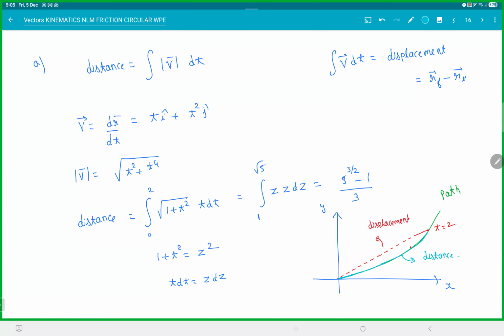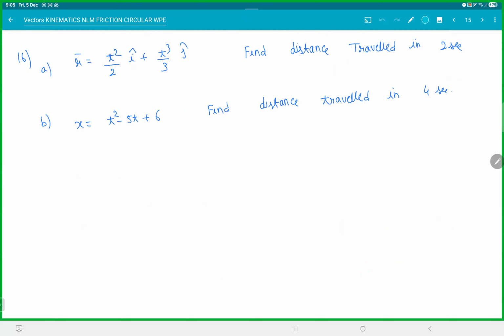Clear this? What about the second thing? t square minus 5t plus 6. Distance traveled in 4 seconds. How do we do that?